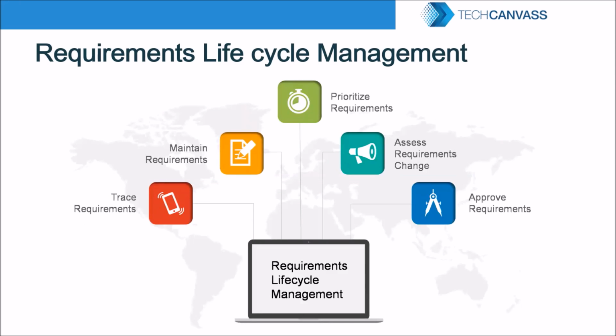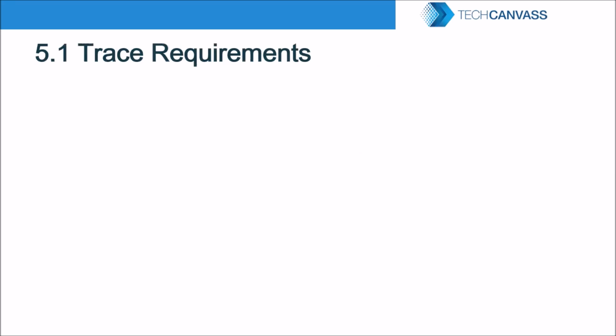These are the tasks which are part of requirement lifecycle management: tracing of requirements, maintenance of requirements, prioritization of requirements, the impact analysis, which is to assess requirements change, and approval of the requirements. These are the 5 tasks which are part of this knowledge area. So let's look at each one of them one by one.